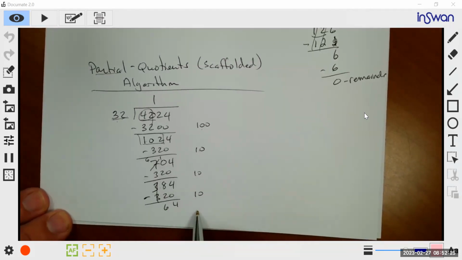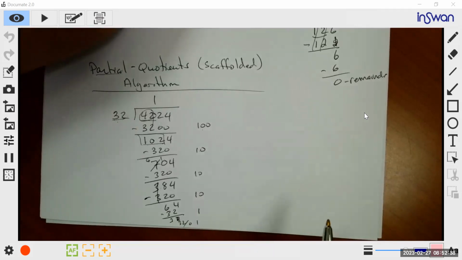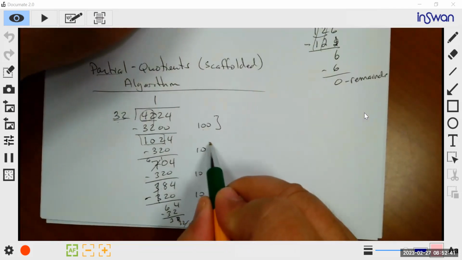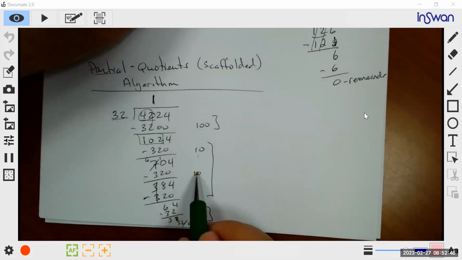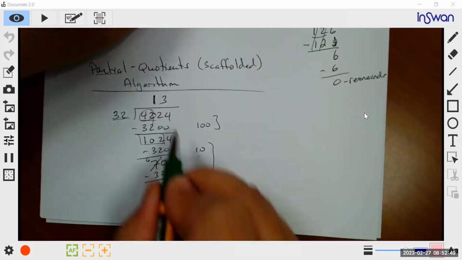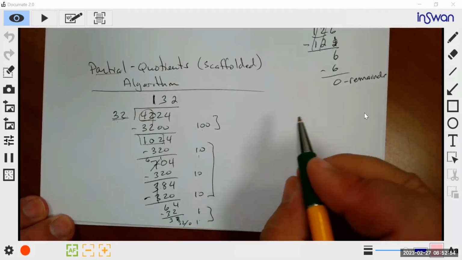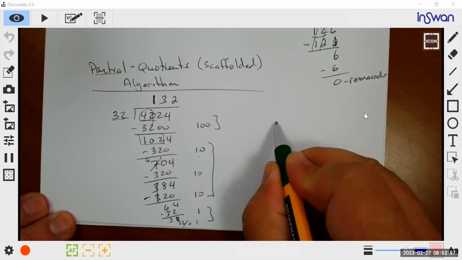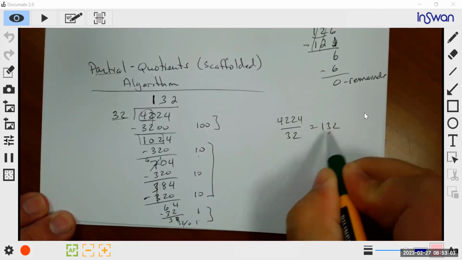Okay, 32. So that goes in there one time. 32. Subtract. We get 32. And another time. We get 0 remainder. So looking at this, we have 1 100, we have 3 tens, and we have 2 ones. So 4224 divided by 32 is 132.